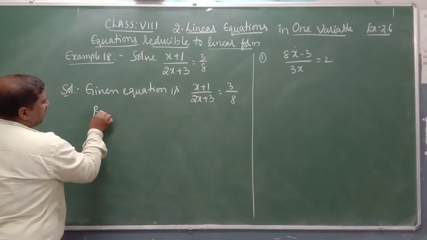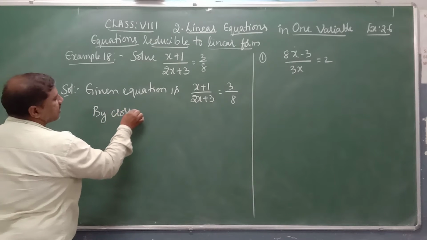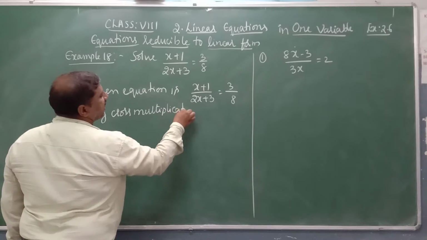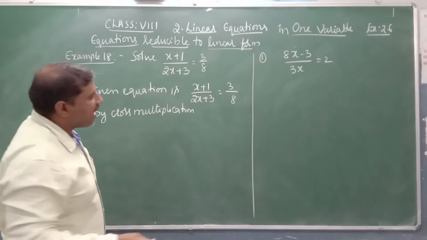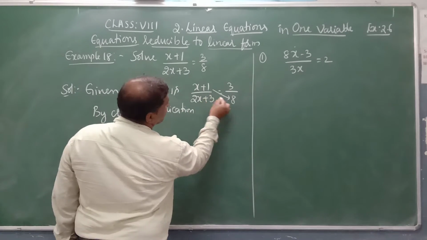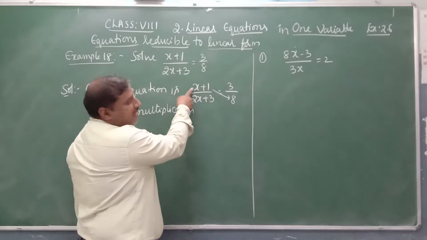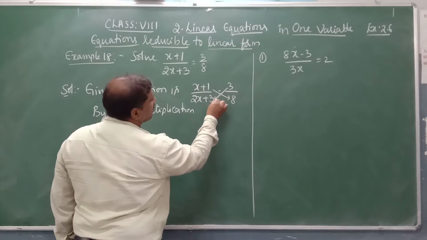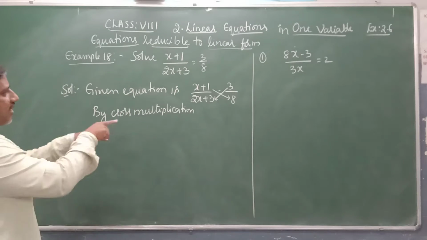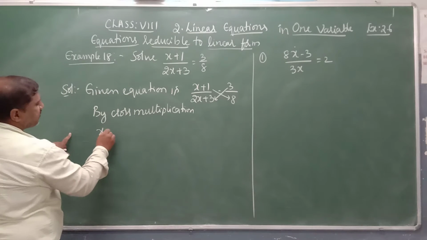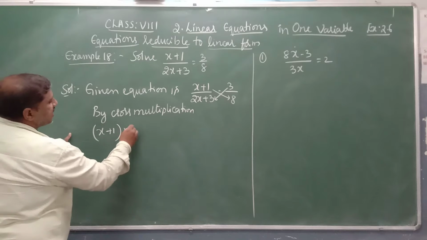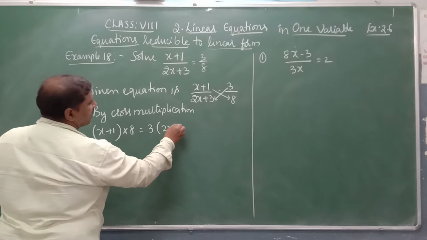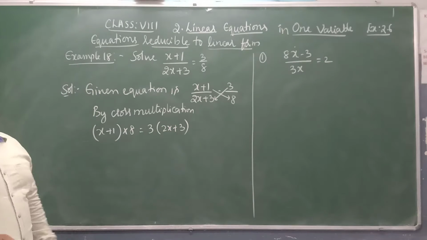So by cross multiplication, how will we do the cross multiplication? I'll show you in the form of arrows. This arrow represents multiplying this numerator and its opposite denominator. Similarly, this numerator and its opposite denominator. So by cross multiplication, what do we get? (x plus 1) into 8 is equal to 3 into (2x plus 3).